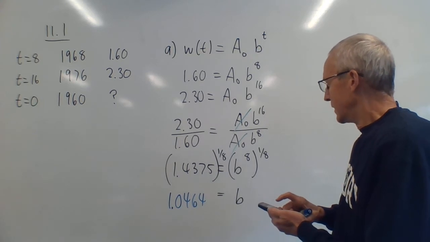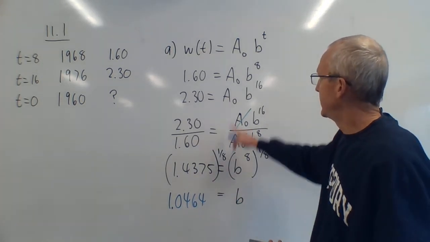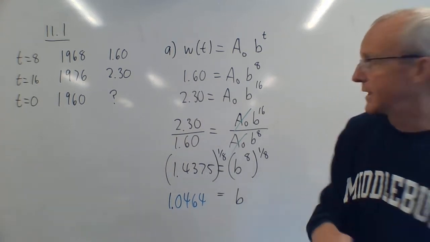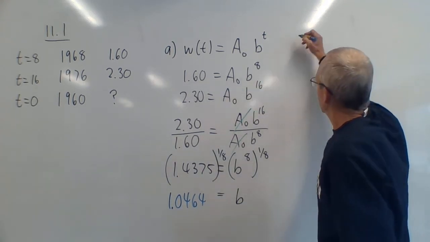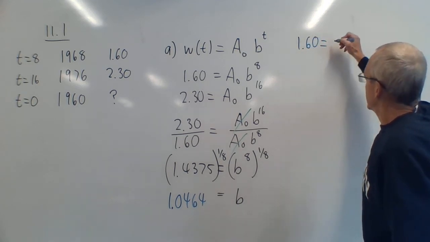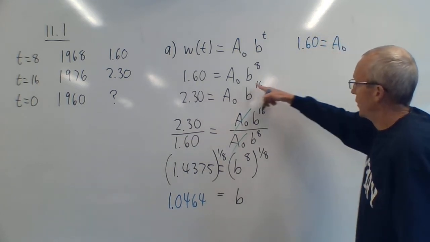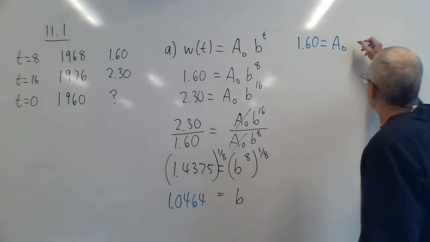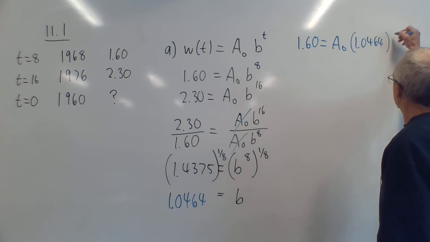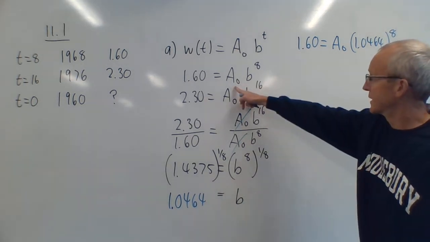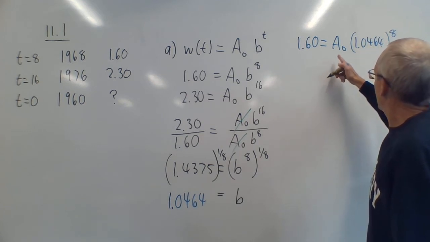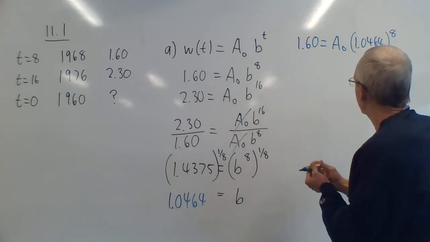Okay. So now that we know what B is, we need to figure out what A0 is. So we can use either equation. Let's use the first one because it's first. So 1.6 is A0. We know what B is now. So that times 1.0464 to the 8th. All right, just using this equation. We don't know A0. We know B is that to the 8th. We want to solve for A0.